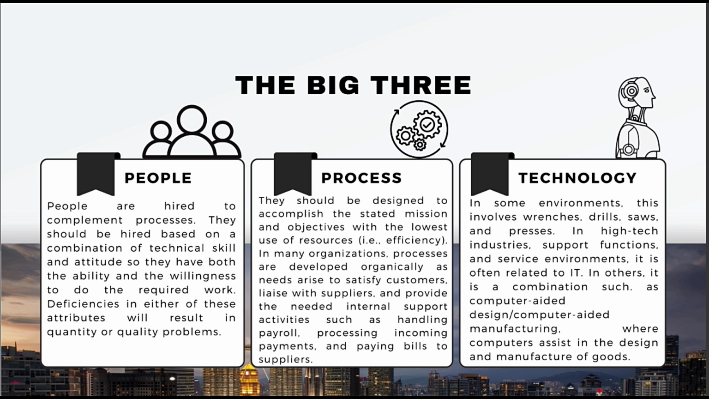Let's first define people. People refers to the individuals within the organization who drive its operations, innovation, and growth. They bring skills, knowledge, and dedication to the mission. Ensuring alignment between individual skills and roles, fostering a supportive culture, and providing opportunities for development are crucial for maximizing human potential within the organization.